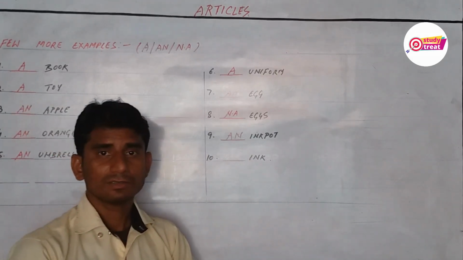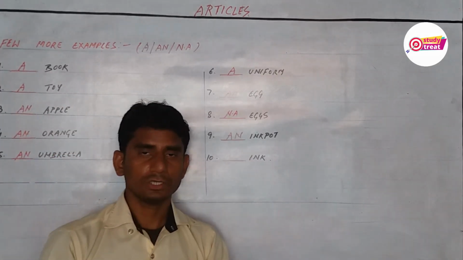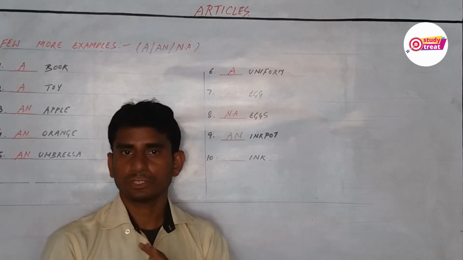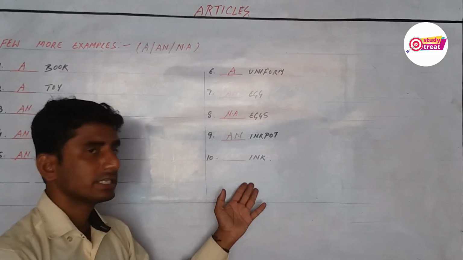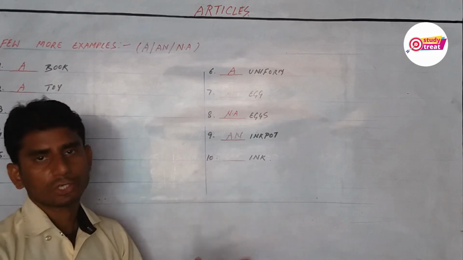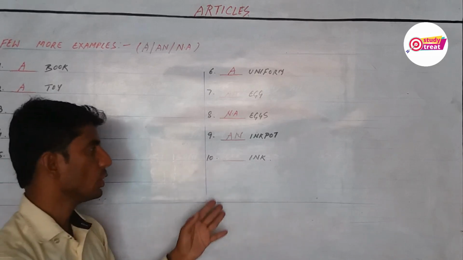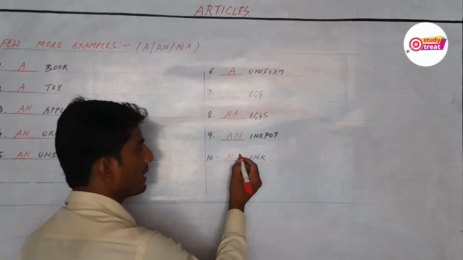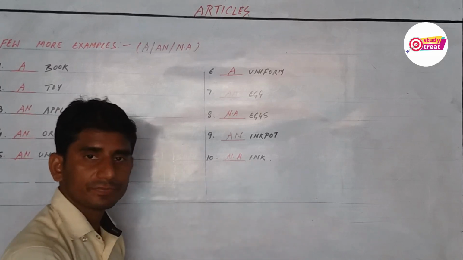Last, the question is, ink. Can you count the ink? No. Can you count the water? No. Can coffee be counted? Not at all. So it is a material noun. Okay. So no article is used in ink.